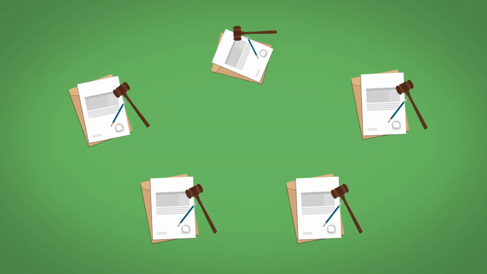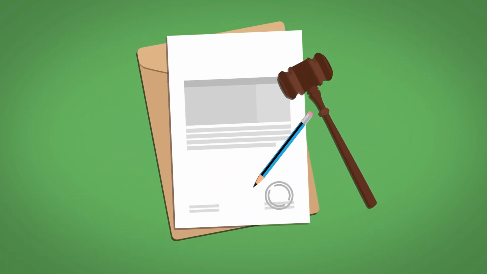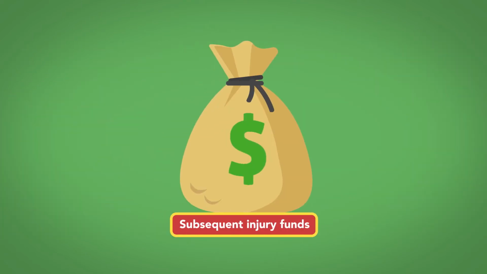Although various rules can be applied or combined differently by each state, the most common models are the full responsibility rule, apportionment, the last injurious exposure rule, and subsequent injury funds.